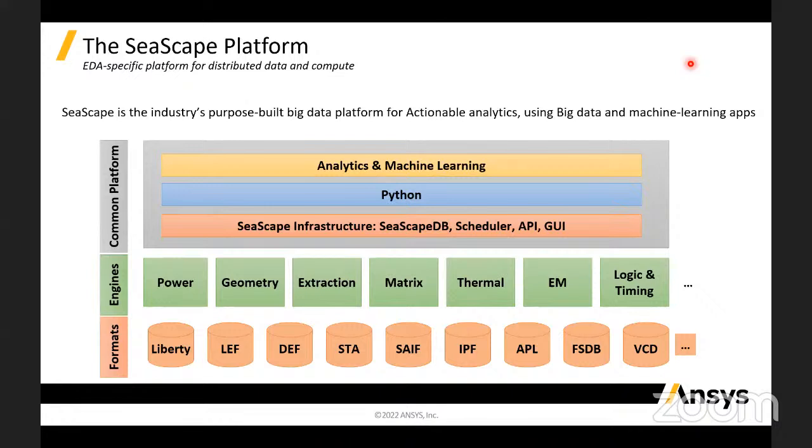This is the industry's purpose-built big data platform for semiconductor simulations. The platform has its own infrastructure, its own database, various APIs to query the database, and a graphical UI for the user to visualize the results. This platform is available to the user in the Python shell, and the distributed data compute from the platform enables the user to do complex data analytics and machine learning directly on the SeaScape platform.